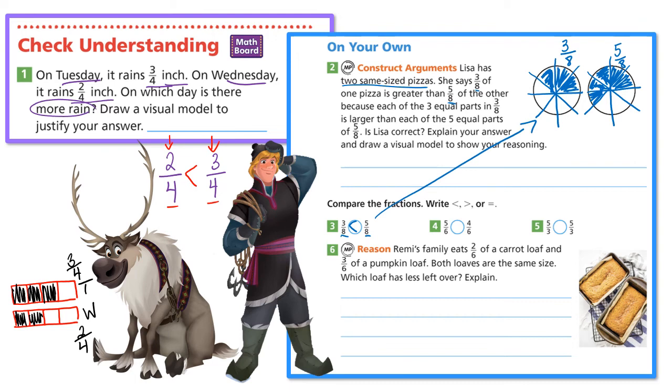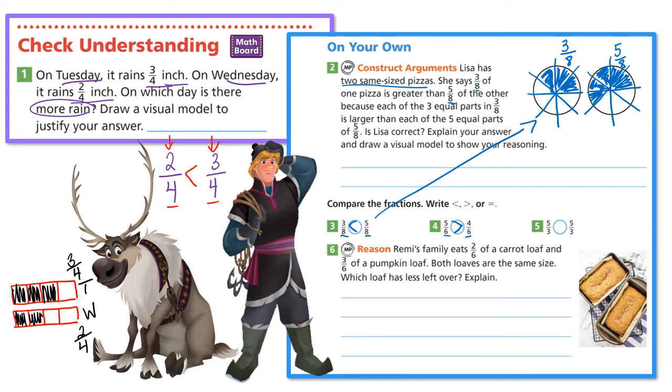Number 4, 5/6 or 4/6. Well, let's check our denominators. Oh, they're the same. So if the denominators are the same, the parts are all the same size. So now I just compare my numerators. 5 parts or 4 parts? Well, 5 parts is greater.